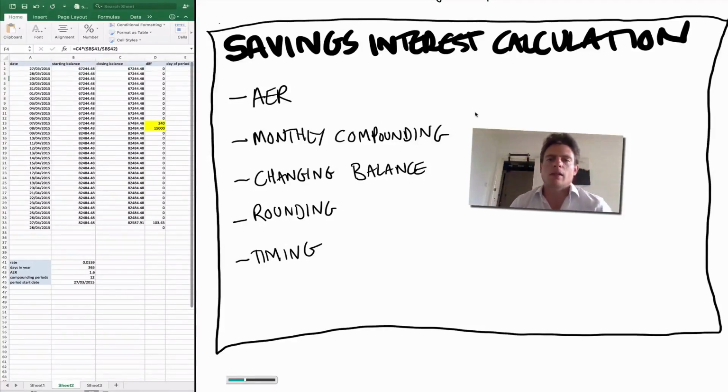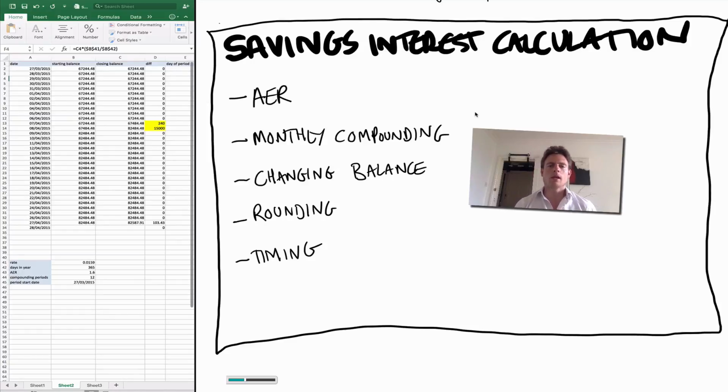This is the second episode of the series on fixed income finance, starting with a look at very basic concepts around interest. And again, savings is a good place to start because everybody can relate to it. And I want to try and demystify some of the questions that people might have about how the interest is actually calculated in their own bank accounts.